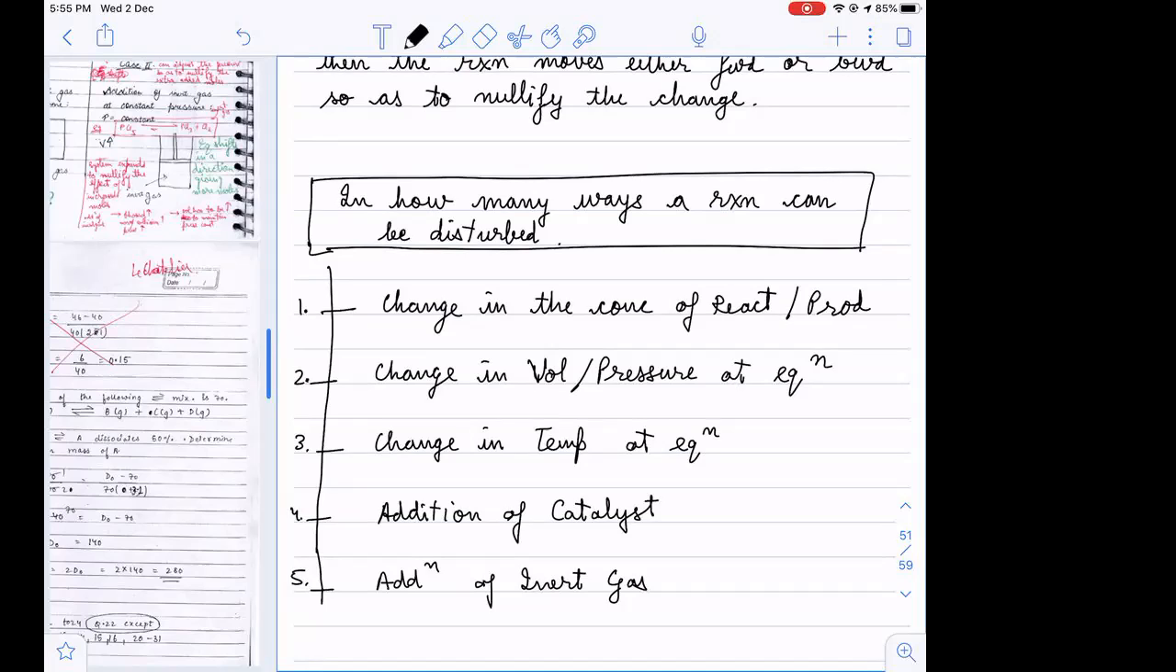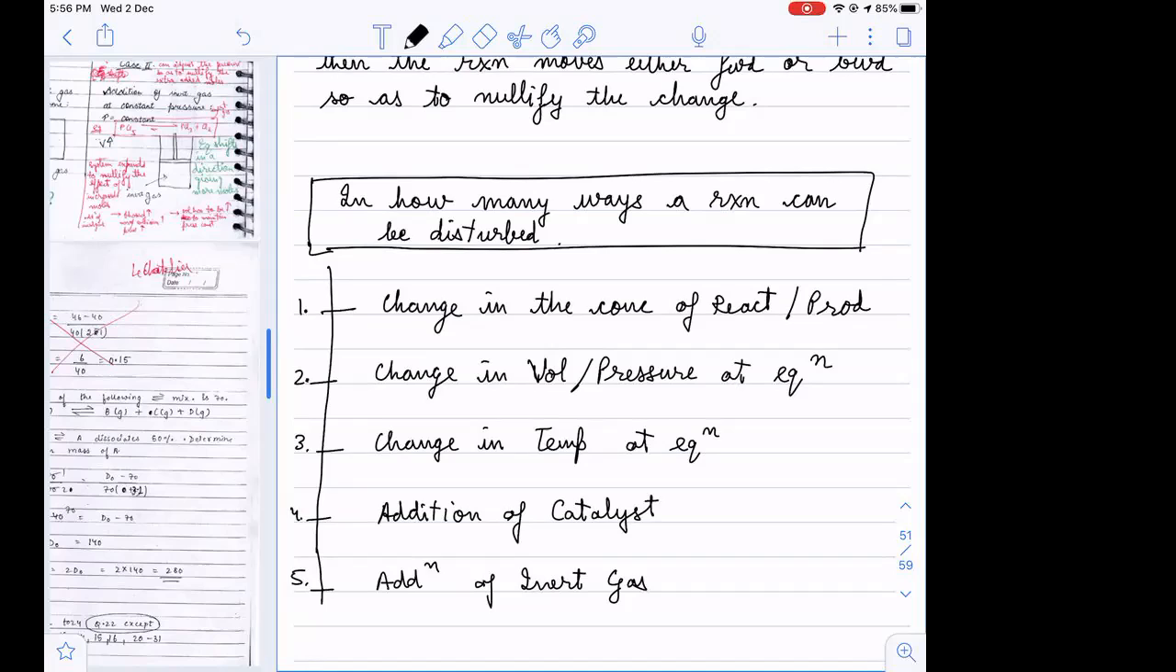Now, second, change in volume, pressure at equilibrium. So if I'm going to change the volume of the container, or if I'm going to change the pressure of the container, the equilibrium position will change. We are going to see in what direction, forward or backward, and under what circumstances. Third, change in temperature at equilibrium. As I just mentioned, it changes the Kc itself. So if the Kc is changed, naturally the equilibrium is disturbed.